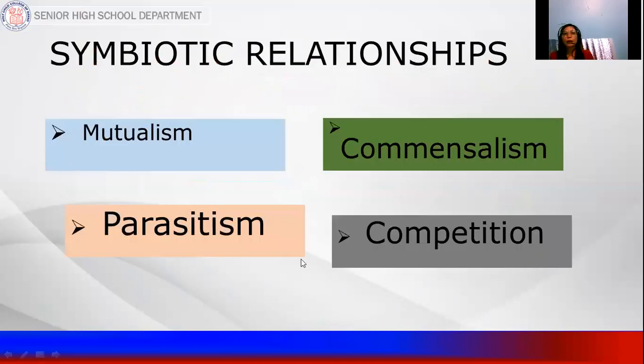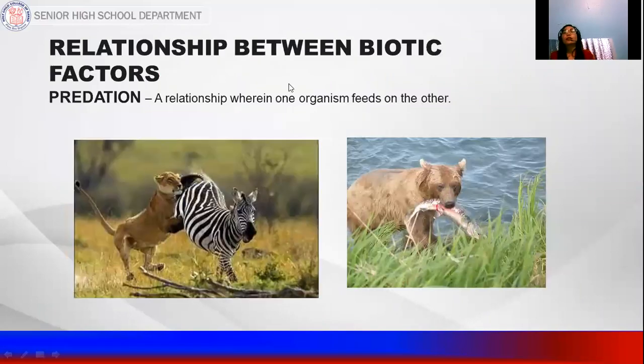We'll now go through the symbiotic relationships among different autotrophs and heterotrophs, and what these mean for the ecosystem. Let's learn them one by one. We have mutualism, parasitism, commensalism, competition, and also predation. These are relationships between biotic factors, which are living organisms.